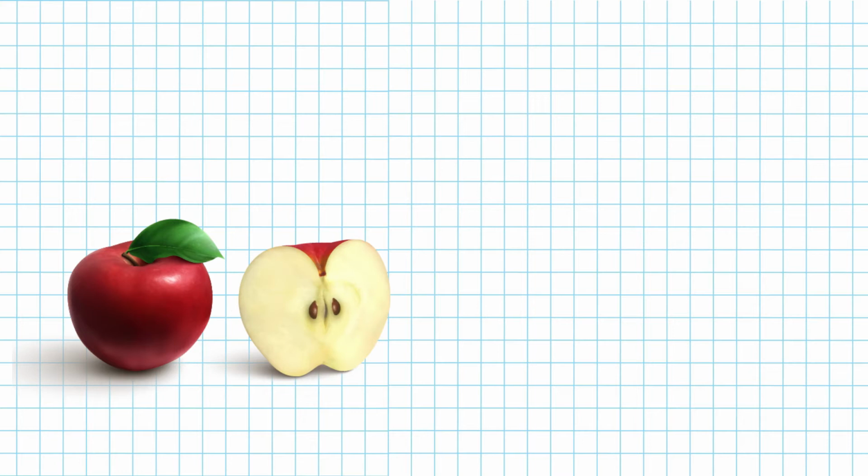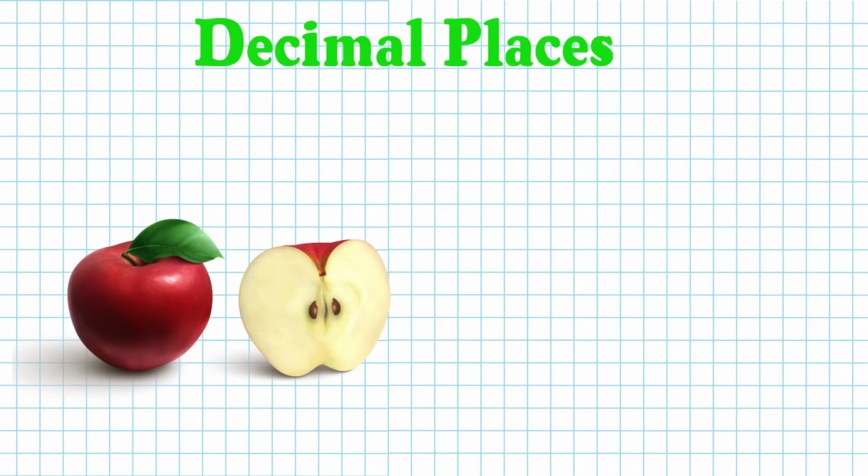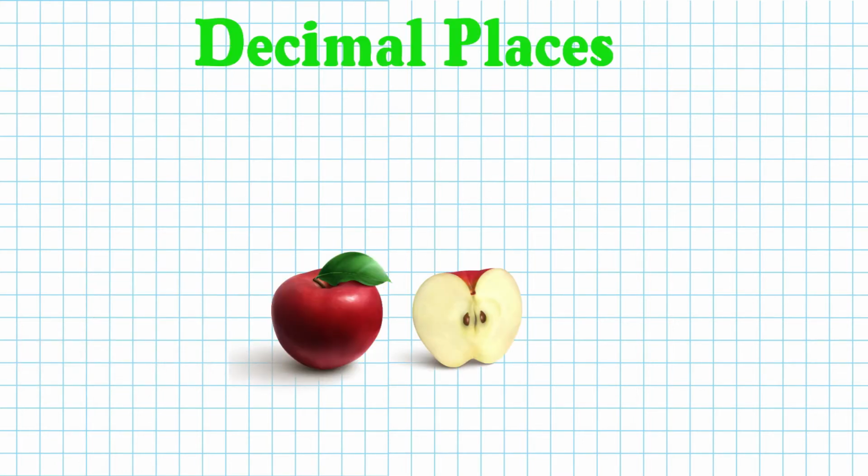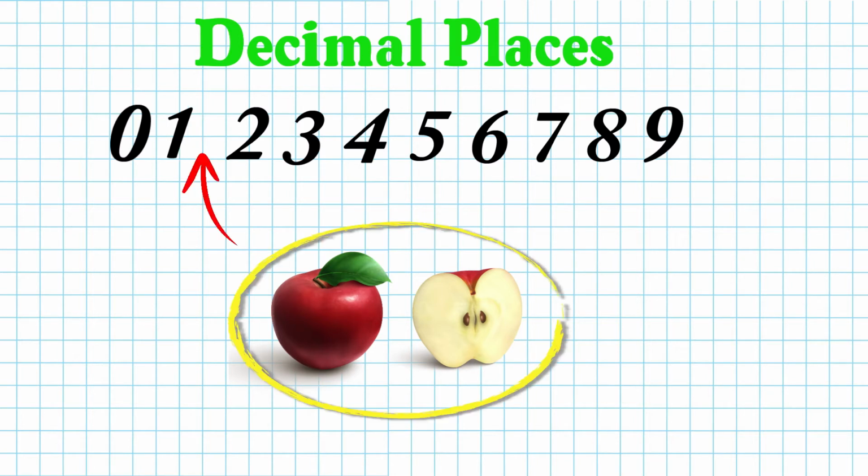But what if we don't have a whole apple? What if we have a part of it? What if instead of having one or two apples, we have 1.5 apples? We use decimal place values. Decimal places are used to count numbers between the whole numbers.